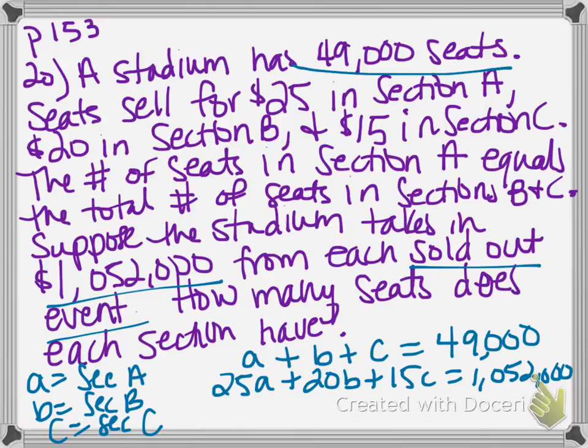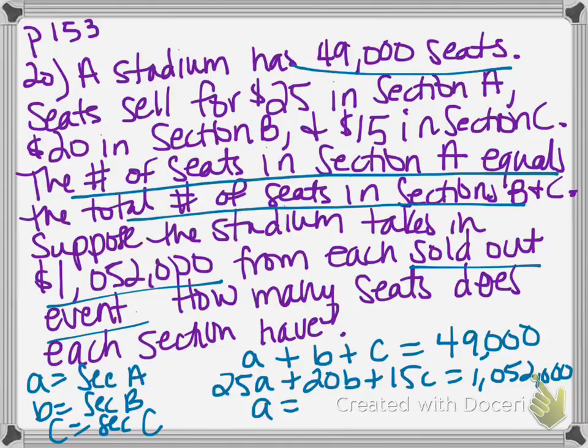Finally, we're told the number of seats in section A equals the total number of seats in sections B and C. So the seats in B plus C has to equal A. And so I've identified my variables. I have also gone ahead and created the equations.